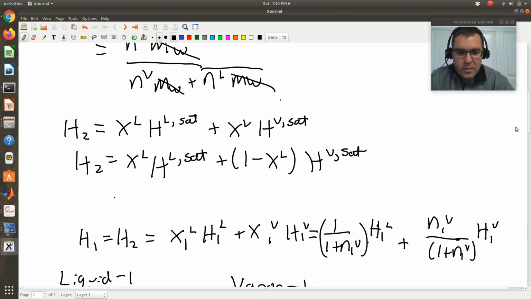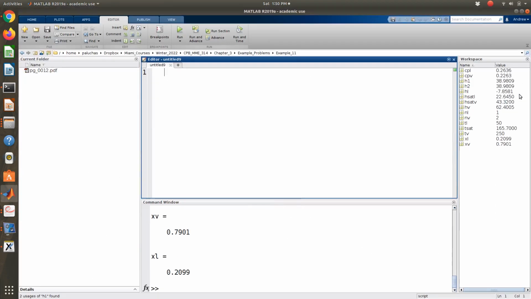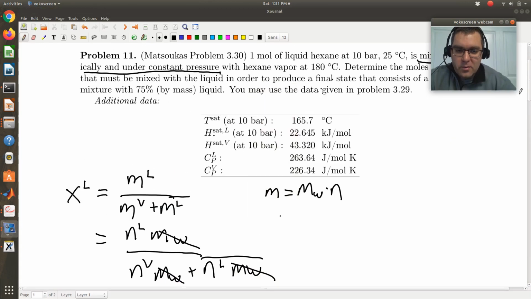All right, so what I'm going to start with is I'll get my unknowns in there. Okay. So Tsat was 165.7. So T1 liquid, that was 25. T1 vapor, that was 180. Okay, and I can work with degrees C because I'm only taking differences in temperature here, not using absolute temperatures.